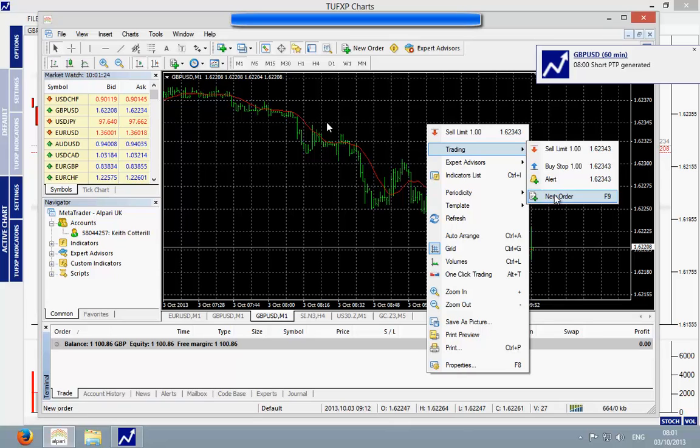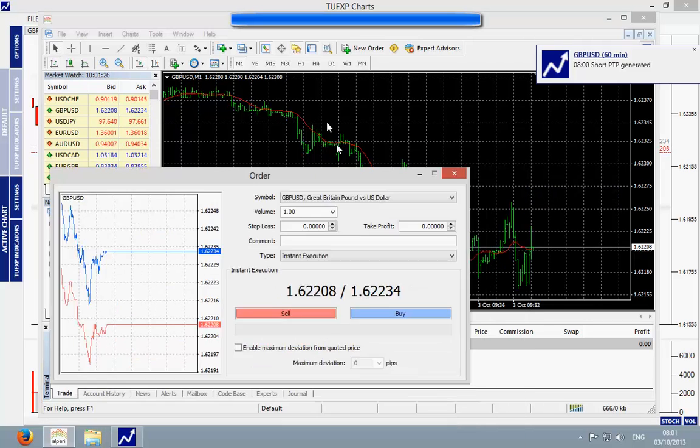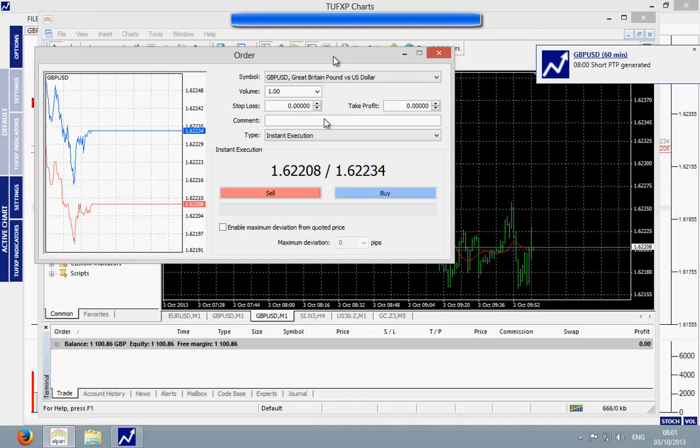I'm going to left click on new order after right clicking on the chart and then going up to trading and new order. So this brings up the panel. We've got the value at the top there, £1 per point, and then it's just a case of making sure that we select the sell button to sell this market. Also check before trading that you have the right symbol there, GBP USD.